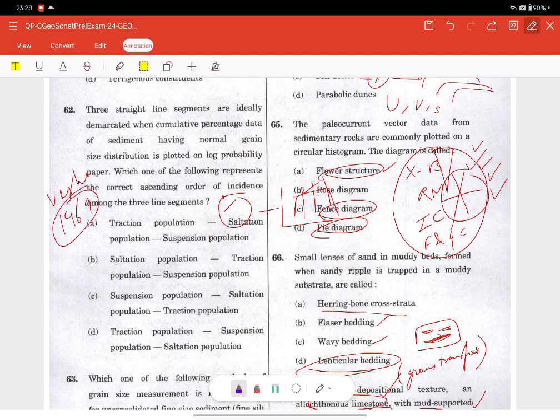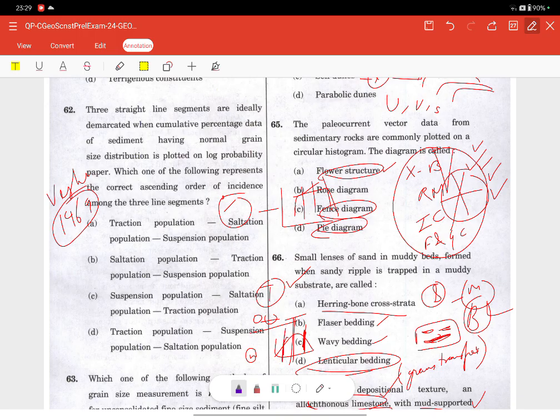Okay, so the three populations are, there is this traction population, the coarsest grains, which are transported by rolling and sliding, and can be transported in high energy conditions, and they appear at the coarse end of the plot. So if coarse grains are there, it will be at the coarse end. Saltation is what we get with medium grain size, transported by bouncing, dominant in fluvial and aeolian environments, and it is the central segment of the plot. And suspension is the finest grain size, carried in water and air. They deposit during low energy, and they appear at the fine end.